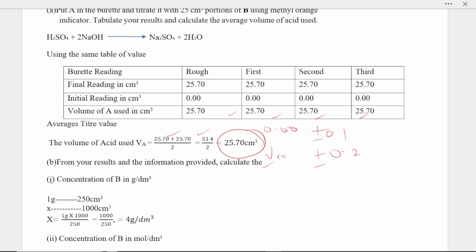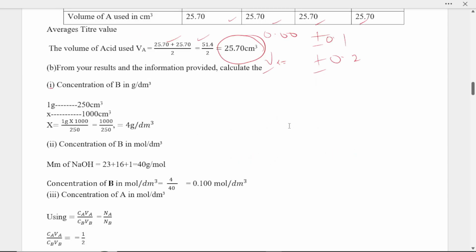Alright, let's look at the first calculation. Calculate the concentration of B in gram per dm3. Remember, we're given 1 gram in 250, so we are going to convert it to gram per dm3. You remember that one dm3 equals 1000 cm3. This 1000 cm3 is the volumetric flask that you use to dilute if you are to prepare it in the laboratory. So when you do that conversion, you're going to get your answer to be 4 gram per dm3.